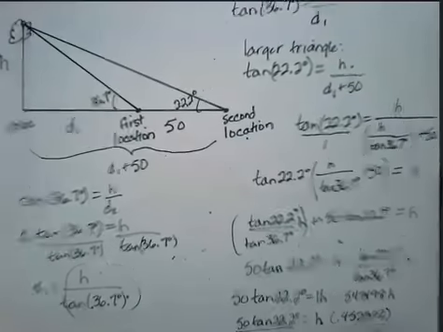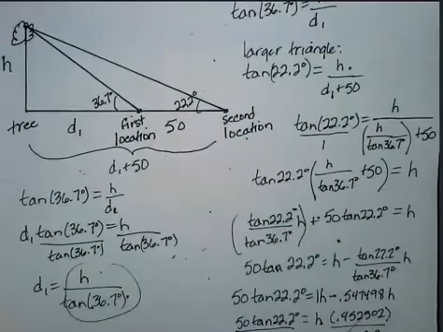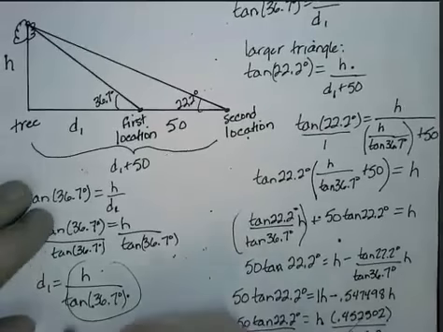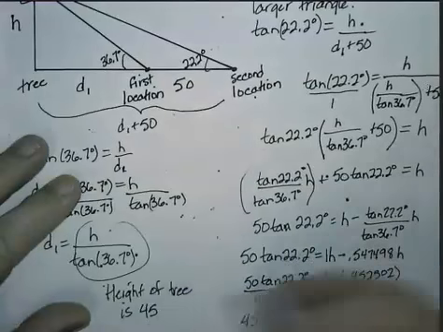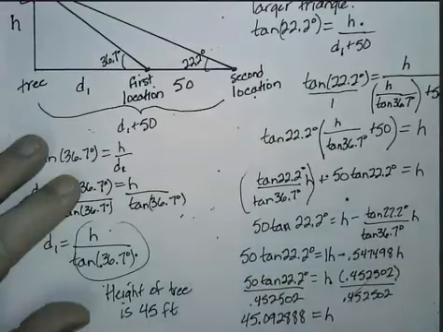That means 2 significant digits, which would mean rounding this to the ones place, which would be 45. So the answer to my question for the height of the tree would be 45, and these units were all in feet, so this would be 45 feet.